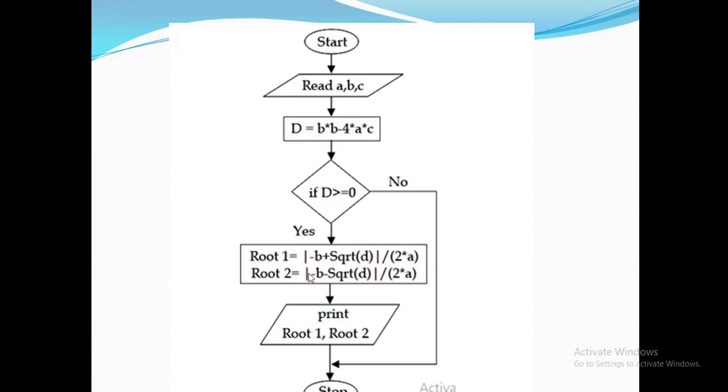This symbol is the mod symbol. Mod represents the positive value. And then print the root values, print root 1, root 2. Okay, and then stop. If the case is false, that is, if d is not greater than or equal to 0, then stop.